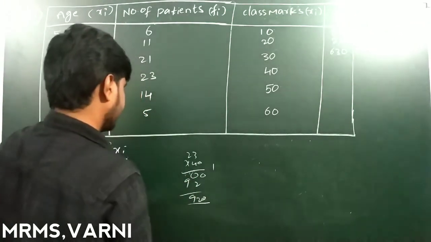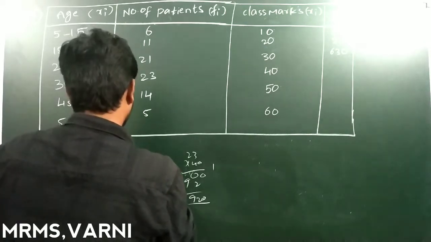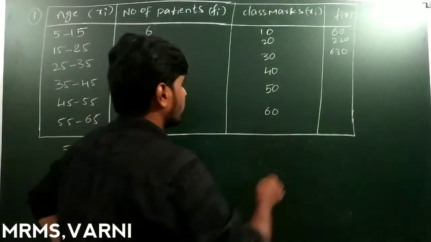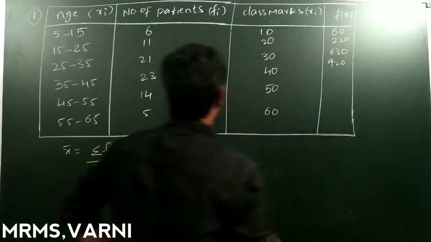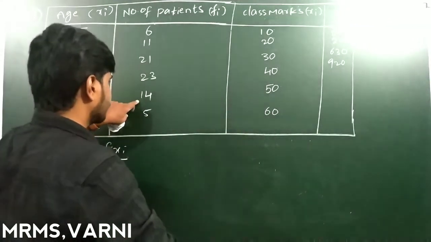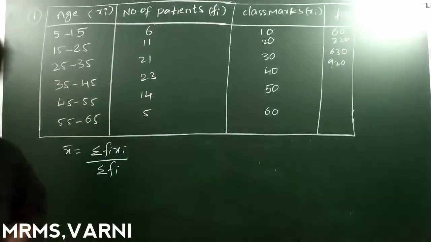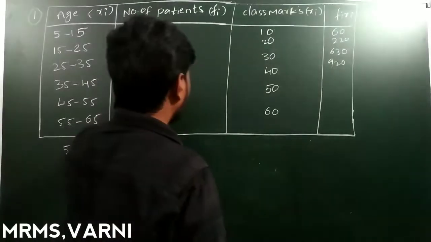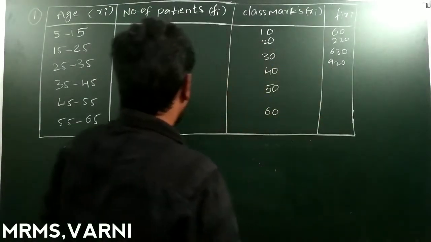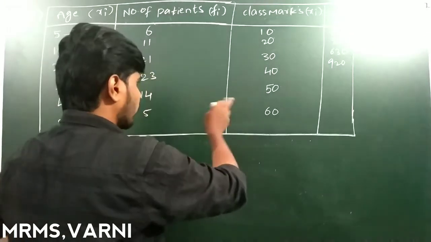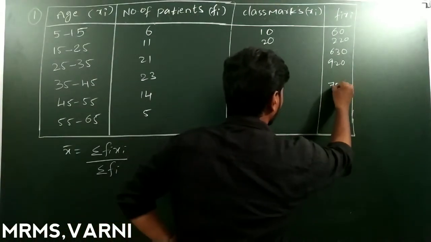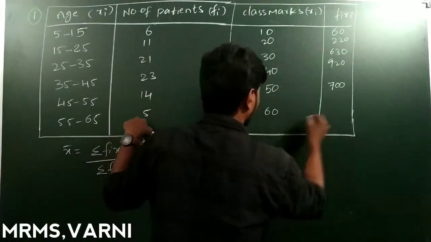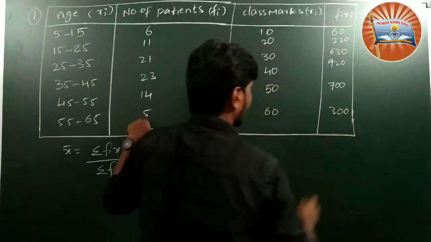Is it 920? 23, 23, 46, 46, 92. Okay, right. So 920 it is. So 23 40s are 920. Now 14 into 50. So 14 5s are 70, it means 700 it is. Next 5 into 60. So 5 6s are 30, 300 it is.